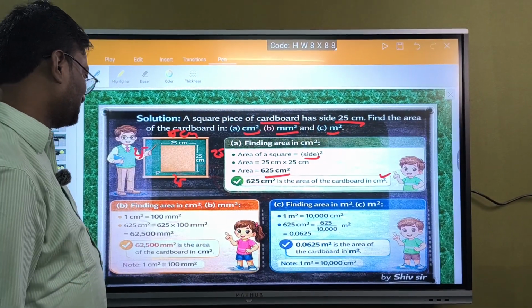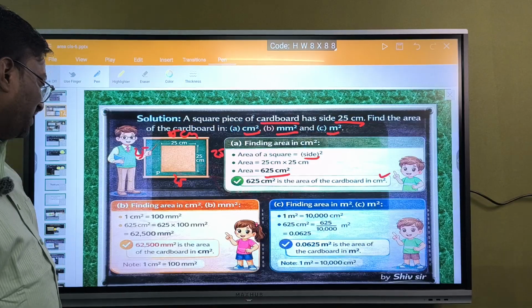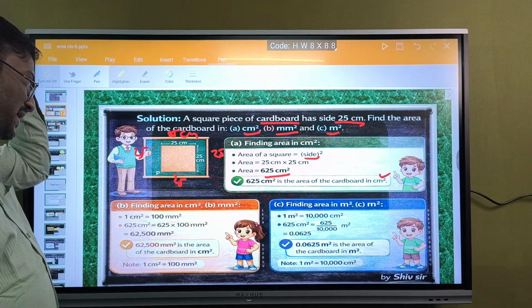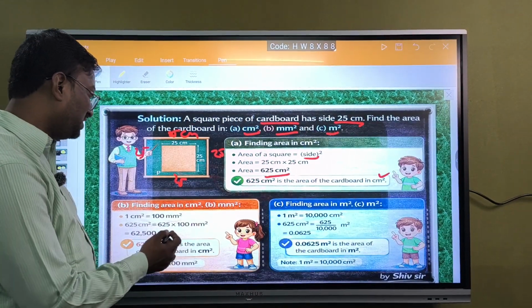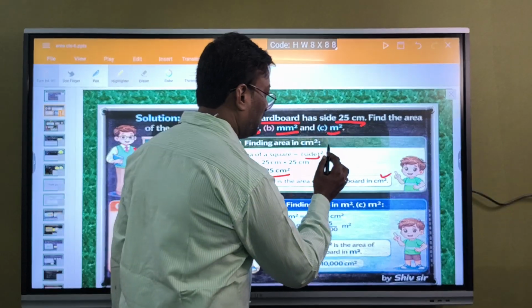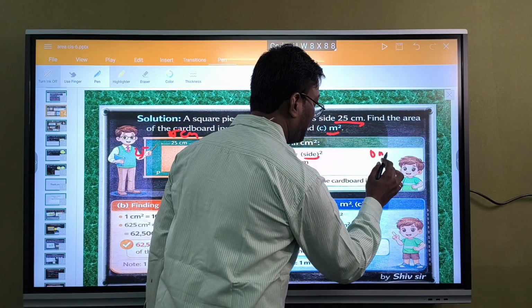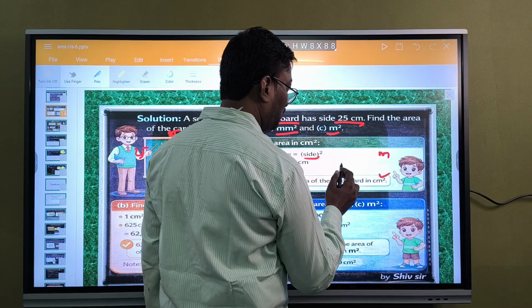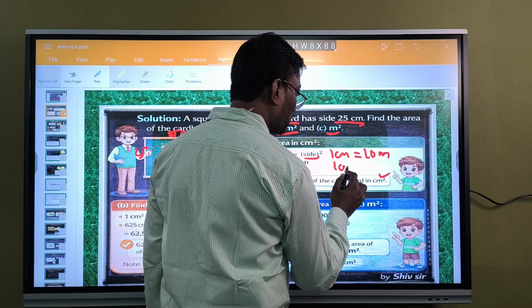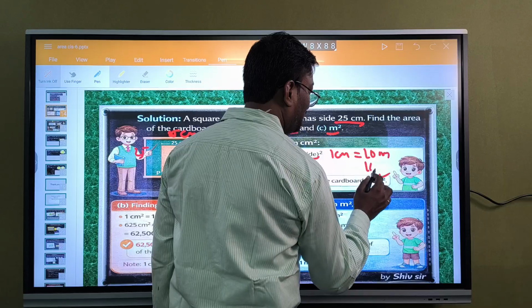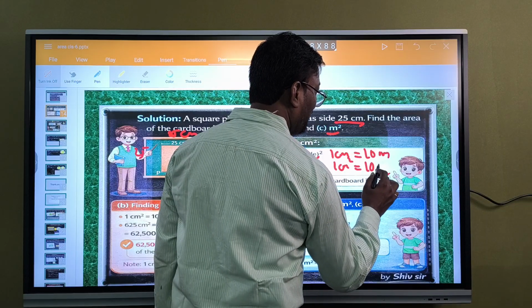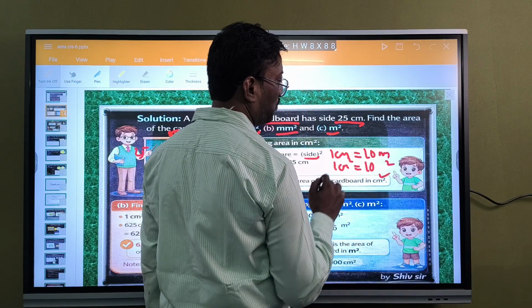So next we try to do the same problem in millimeters. See children, 1 centimeter is equal to 10 millimeters. So 1 centimeter square becomes 10 millimeter whole square.